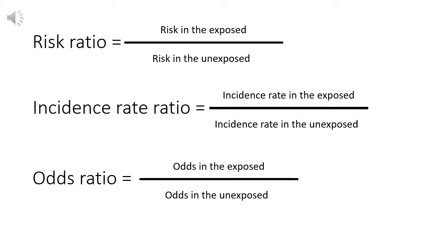In case control studies, we are not able to calculate risk ratio or incidence rate ratio. Instead, we choose to calculate odds ratio, which is counted the same way as the other two measures. In the numerator, there are odds in the exposed group, and in the denominator, there are odds in the unexposed group.